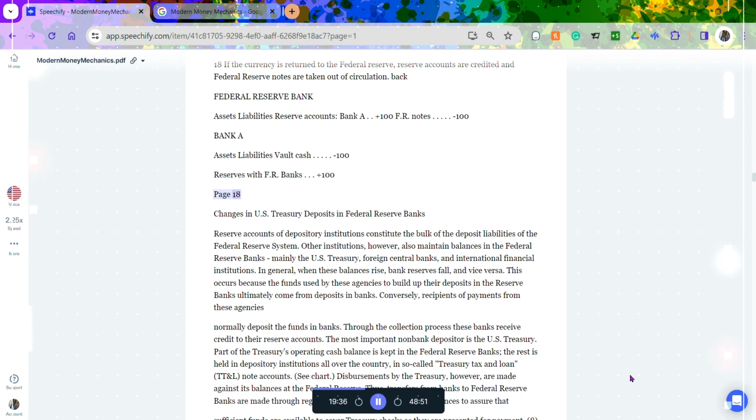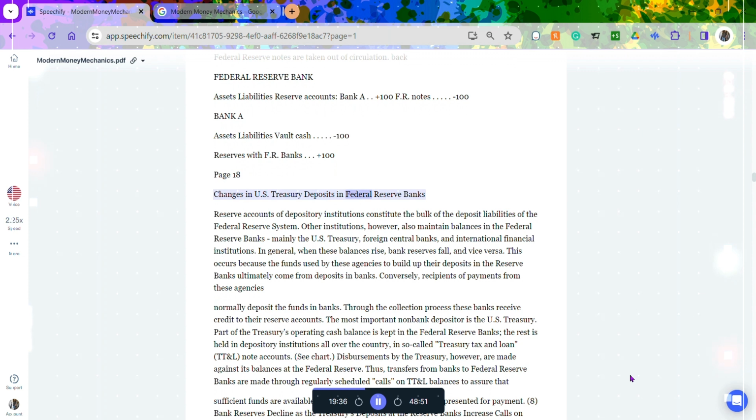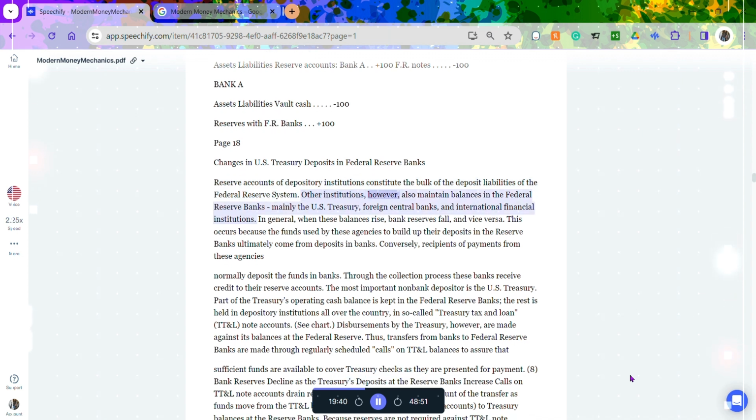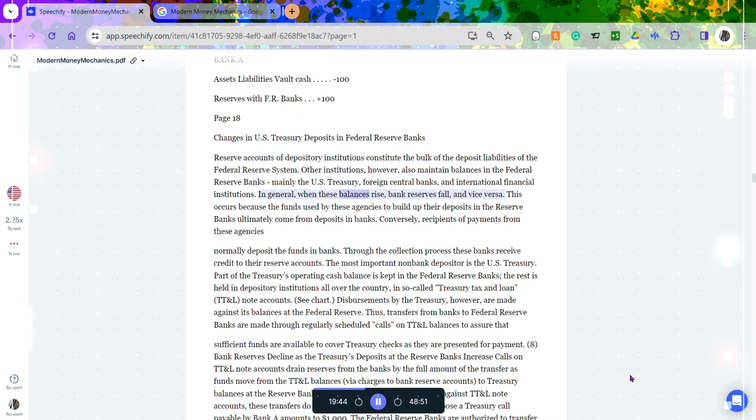Page 18. Changes in U.S. Treasury deposits in Federal Reserve banks. Reserve accounts of depository institutions constitute the bulk of the deposit liabilities of the Federal Reserve System. Other institutions, however, also maintain balances in the Federal Reserve banks, mainly the U.S. Treasury, foreign central banks, and international financial institutions. In general, when these balances rise, bank reserves fall, and vice versa.